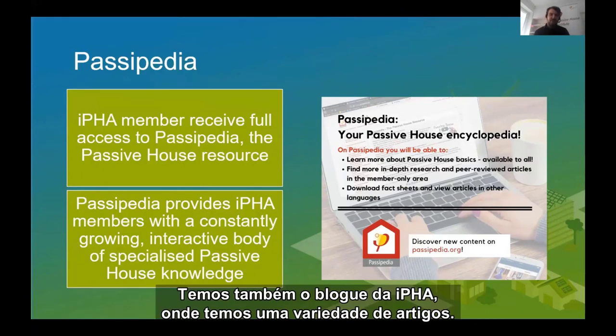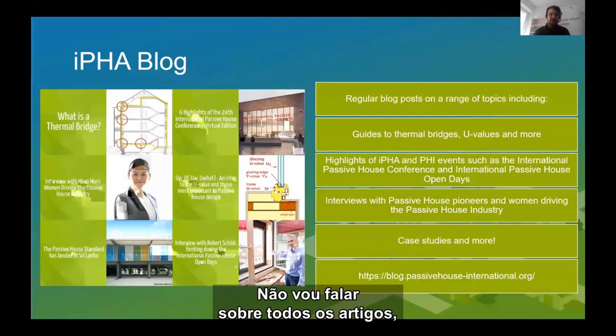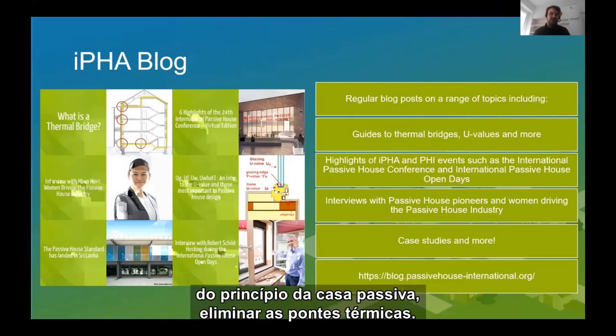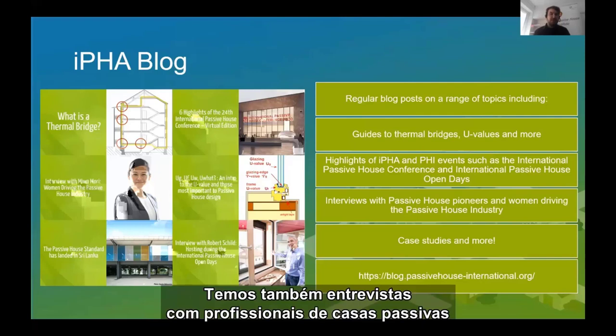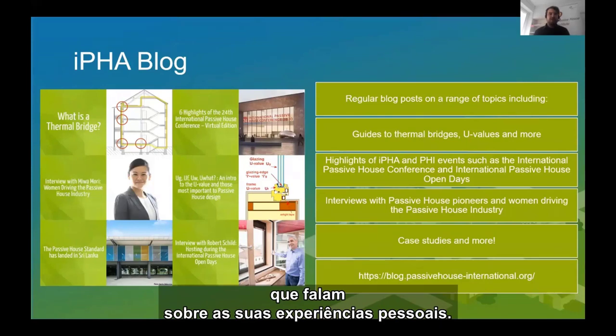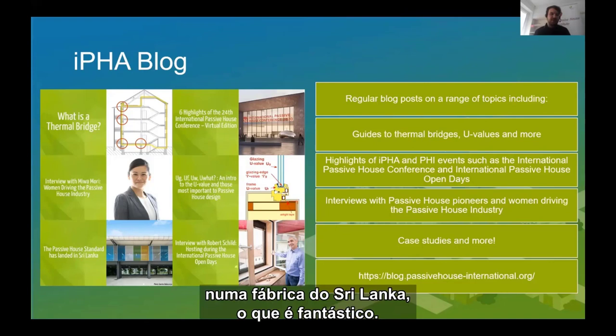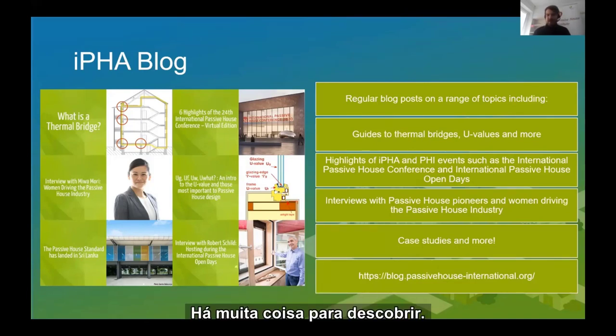We also have our IFA blog, where we have a variety of articles. I'm not going to go into all our articles here, but as you can see just from this little overview, we have an article on thermal bridges, which is of course very basic to the Passivhaus principle, eliminating thermal bridges. But we also have interviews with Passivhaus professionals like Miwa Mori here or Robert Shield, just to talk about their personal experiences. And we have an article about the Passivhaus standard in a factory in Sri Lanka, which was very cool. So a lot of things to discover there.